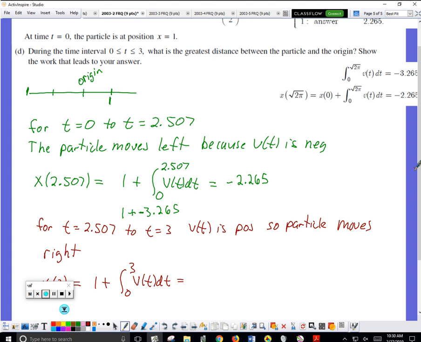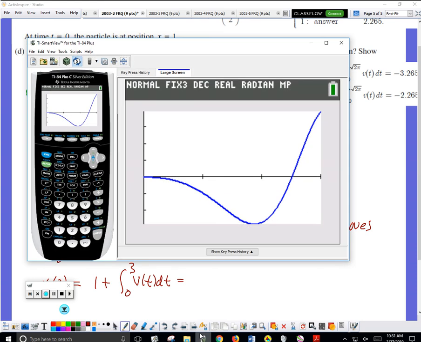But do we find where it changes direction by looking at the graph where it's positive or negative? I pay attention to the velocity. Be careful, make sure you're looking at velocity. When the velocity is negative, the particle's moving left. When the velocity is positive, the particle's moving right. So for an FRQ, that's where we look.